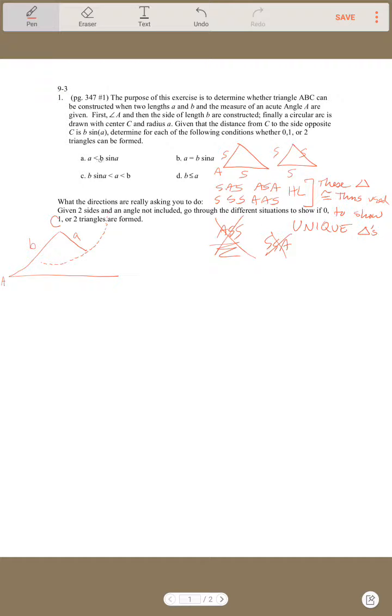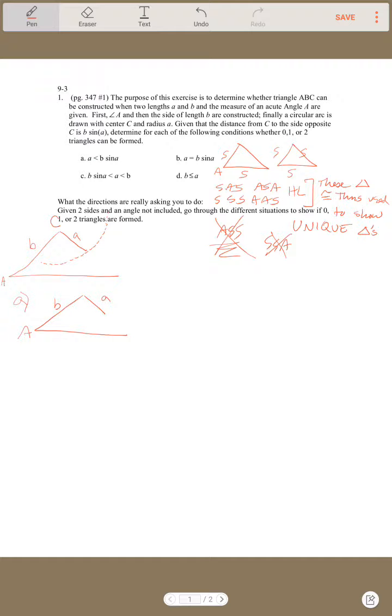What we're going to look at is these 4 possibilities and see what develops from there. Okay? So we're going to start with part A here and take a look at what's going on. Now if you try and develop a triangle, again we'll draw it again, where we have angle A, and what we see here is that there's a side B and also a given side A. Now the thing about this is that A is less than B sine A.